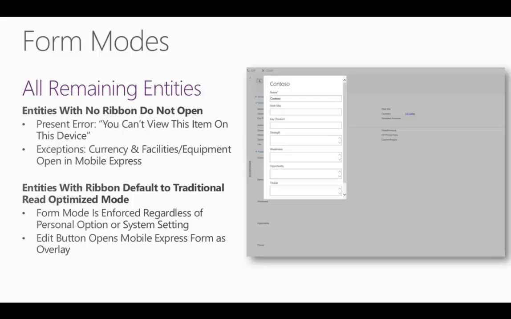Entities that display a ribbon interface, such as competitor or custom entities, will default to the traditional read-optimized form. The read-optimized form experience is enforced on the iPad regardless of your personal options preference or the organization's related system setting. To edit a read-optimized form, you can select the Edit button from the command bar, which will open the Mobile Express form. You may also notice that the Mobile Express form will appear with a new style and format to complement the iPad user interface. The Mobile Express form will be presented as an overlay on top of the read-optimized form.